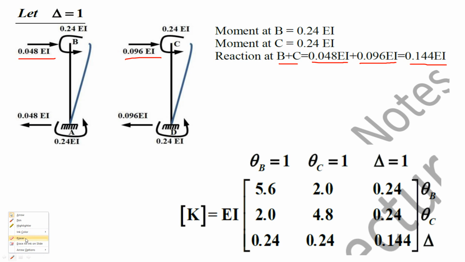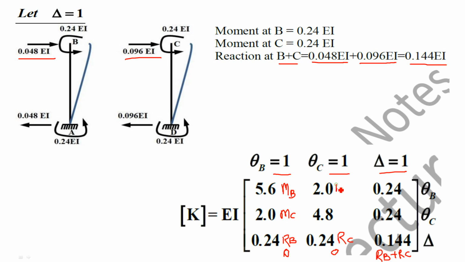So like this we can summarize the stiffness elements. The first column is from theta B equal to 1, the second column from theta C equal to 1, the third column from delta equal to 1. These are the value of moment at B, moment at C, and horizontal reaction. In the first figure there is no C reaction, in the second figure there is no B reaction, but in the third figure, since both reactions are present, we have added RB plus RC, the horizontal reaction. In all three columns, the first element corresponds to theta B, that is moment at B, the second element corresponds to theta C, that is moment at C, and the third is the reaction.